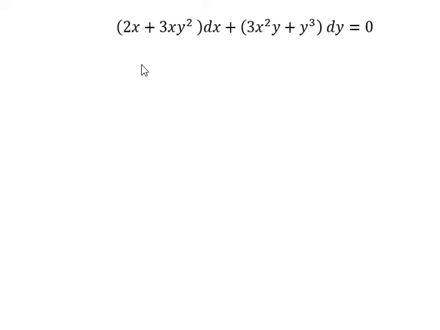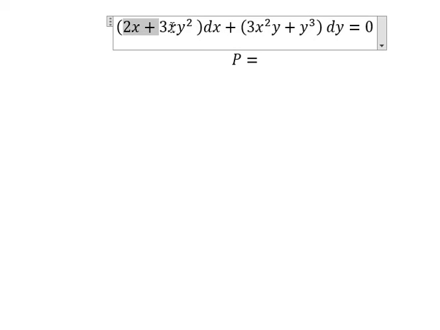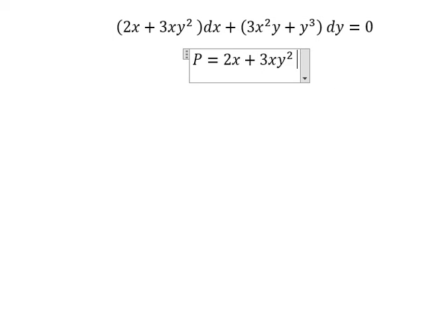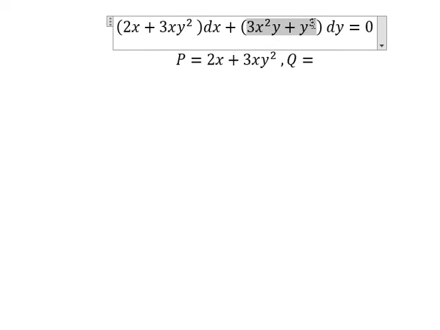The topic today is about differential equations. So now I want to show you how to answer. I will put b equals to this one and q equals to this one.